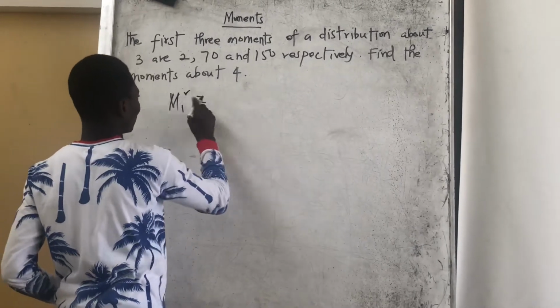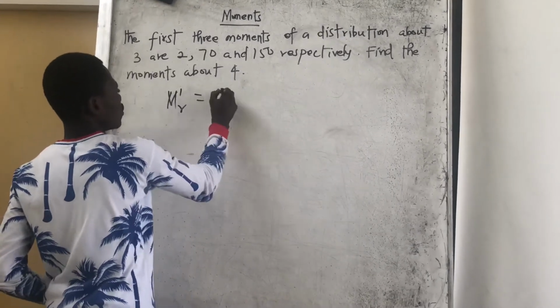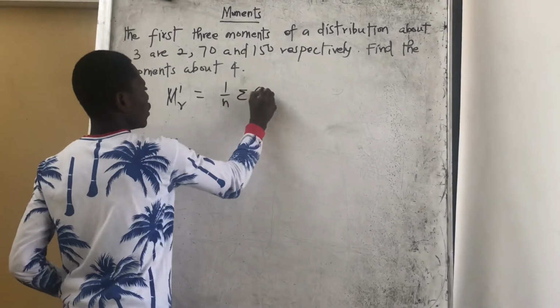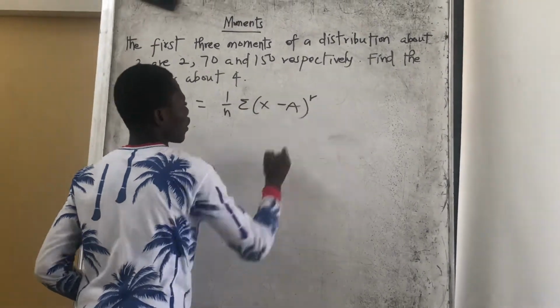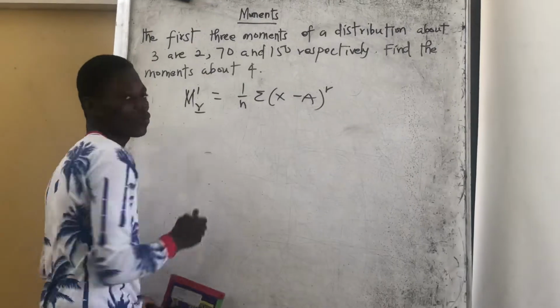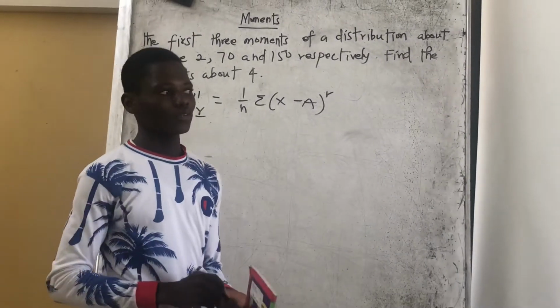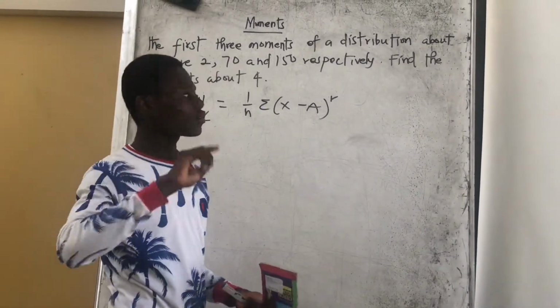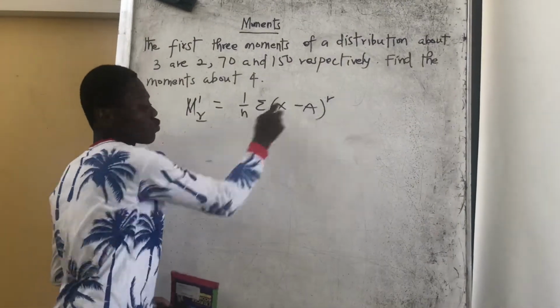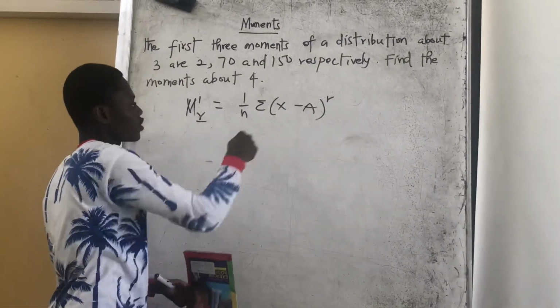equal to 1 over n sigma (x minus a) to the power r, where the r represents the rank of the moment. If it's the first moment, it becomes 1, second moment, it becomes 2. In that case, you put those ranks in the numbers provided.